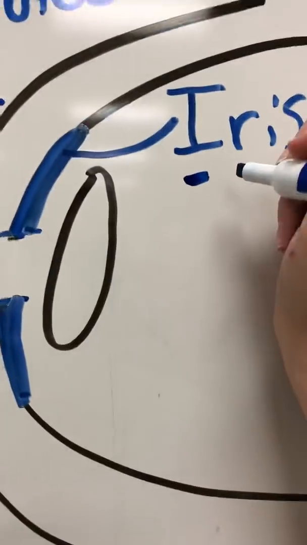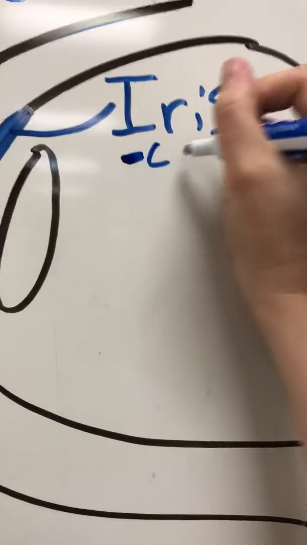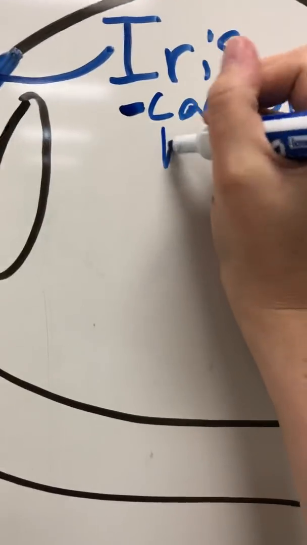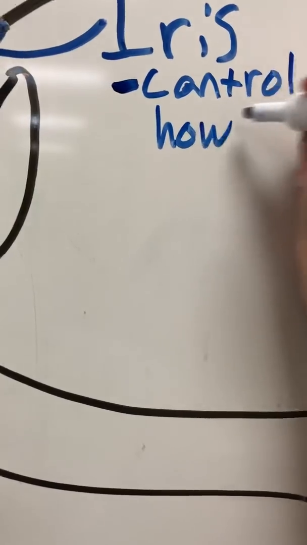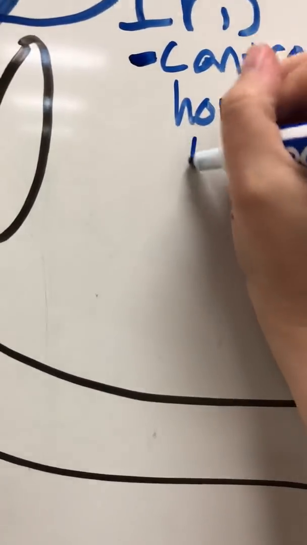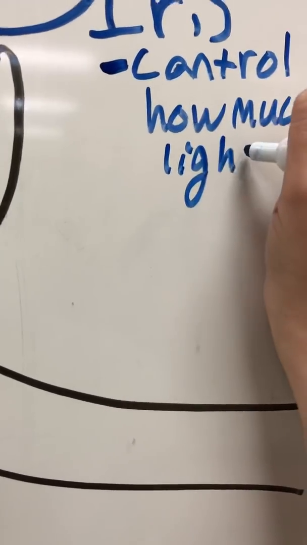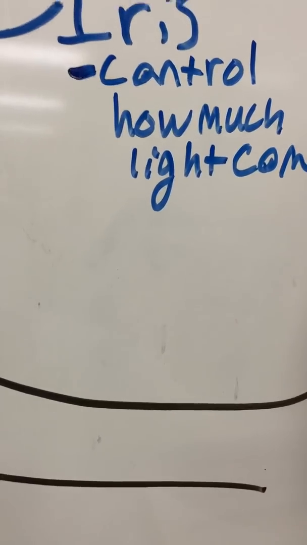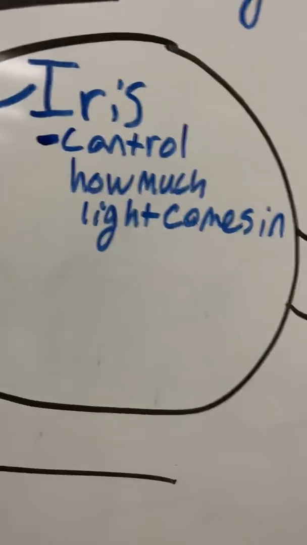Okay, anyways. So the iris's job is to control how much light comes in. Okay? So, which makes total sense, because if you think about it, they're like, well, why would it need to control how much light comes in?